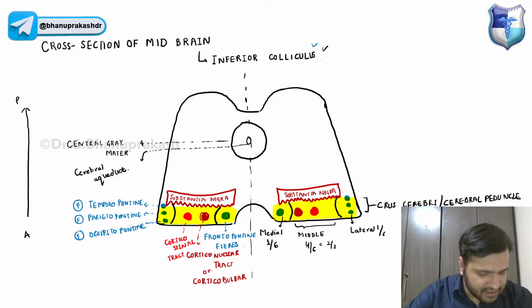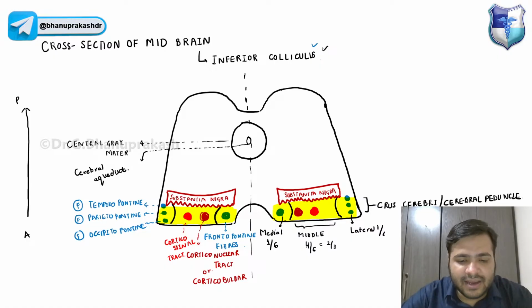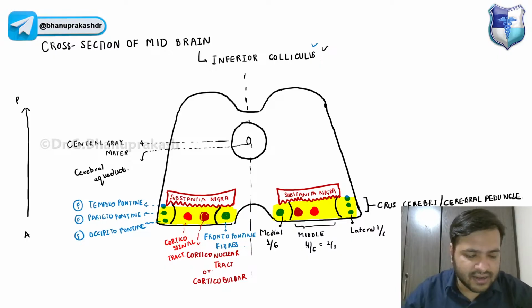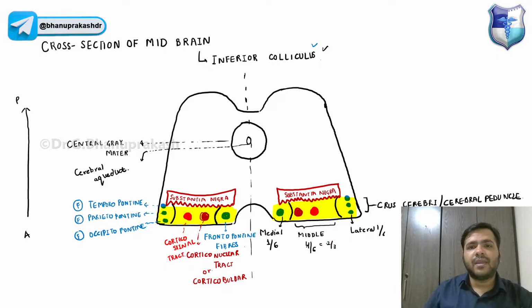Now, what is this substantia nigra, guys? You already know it is a pigmented mass, a collection of cells. If we are going from anterior to posterior, let me show this substantia nigra over here.